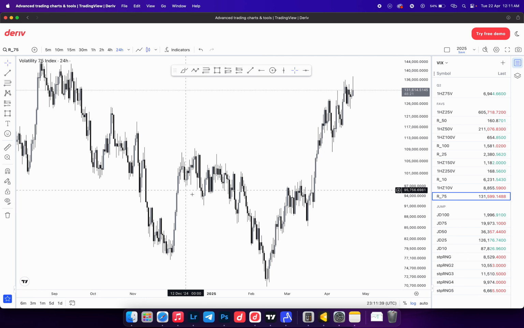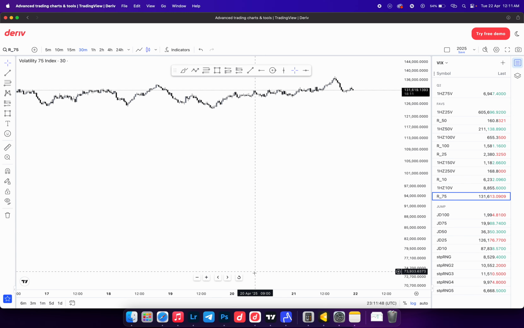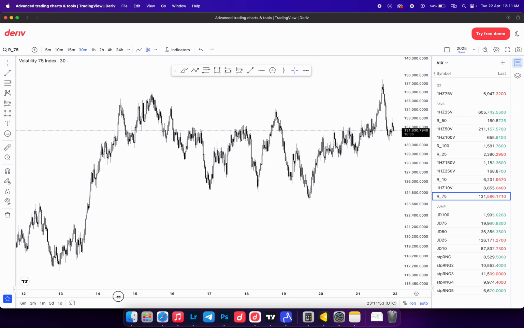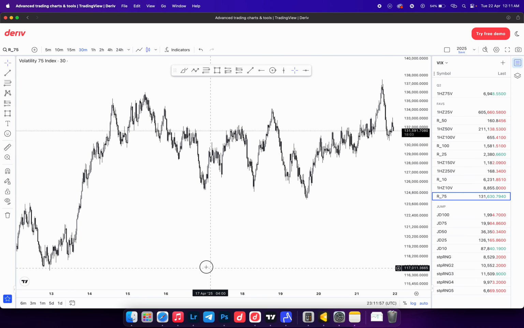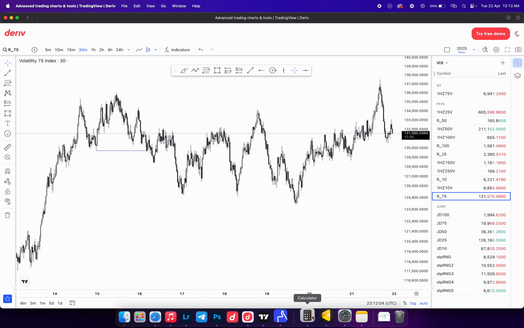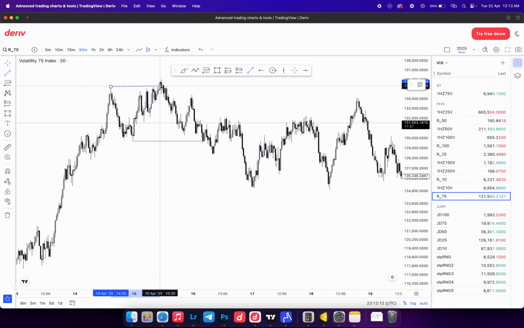But let's go down to the lower time frame to check what V75 did last week. So this is what I had on V75. Let me do a quick trade recap for you guys. I came down to the 30 minutes. On the 30 minutes, you get this basic market structure, right? This was the low on V75, and price broke structure to the upside at this point.